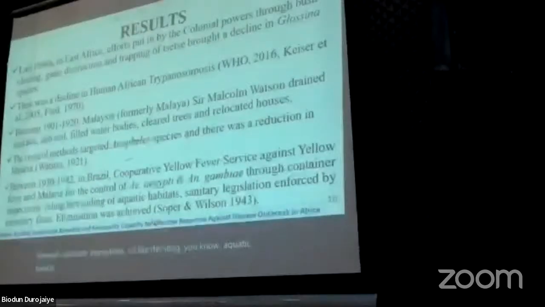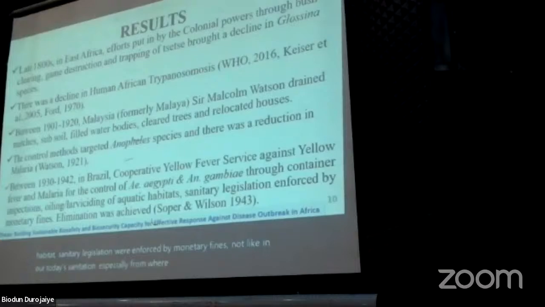Sanitary legislation was enforced by monetary fines, not like our sanitation today, especially where I come from. It's once in a month, and who cares?